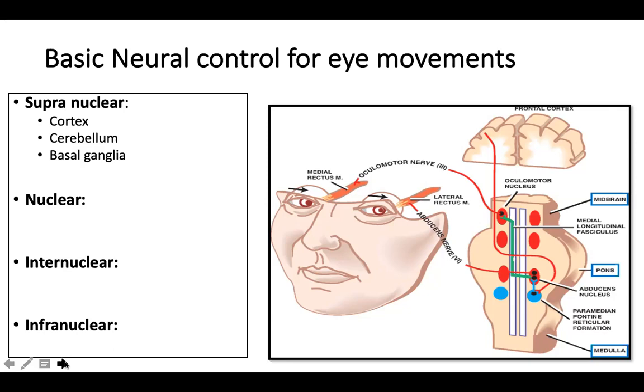Like if there is a lesion, a big lesion in your thalamus or a big lesion in your cerebral cortex, you can have an eye movement disorder. If you have a lesion in your cerebellum or your basal ganglia, you can have an eye movement disorder. Okay, so you need to remember this, that the control is diffuse.